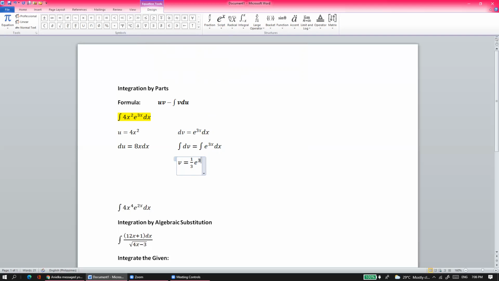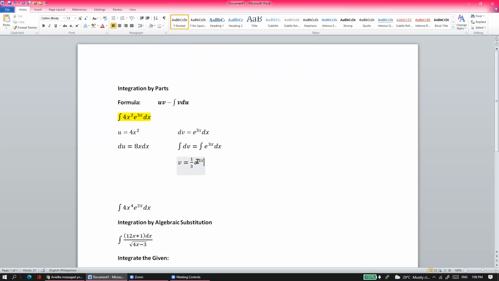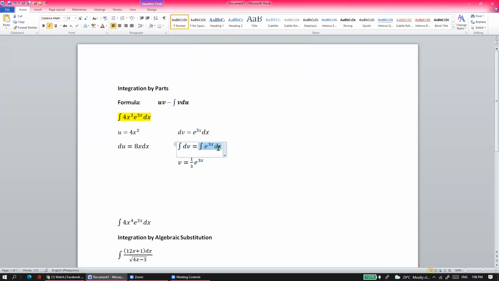Hindi ko muna lalagyan ng arbitrary constant o mag-a-add ng c. Later na lang yon. So kung halimbawa e to the 5x yan, ang sagot ko 1/5 e to the 5x. Yun ang integral ng ating value ng ating integration of dv. In this case, 1/3 e to the 3x lang ang value ng integral ng e to the 3x dx. So shortcut natin dahil nag-let tayo ng u equal sa 3x, ang derivative is 3 dx. Definitely, since ang requirement is only dx, we need to divide both sides of the equation by 3. That's why we have obtained 1/3.